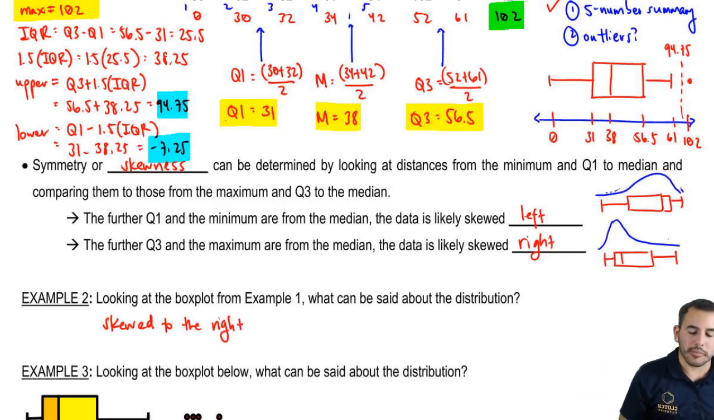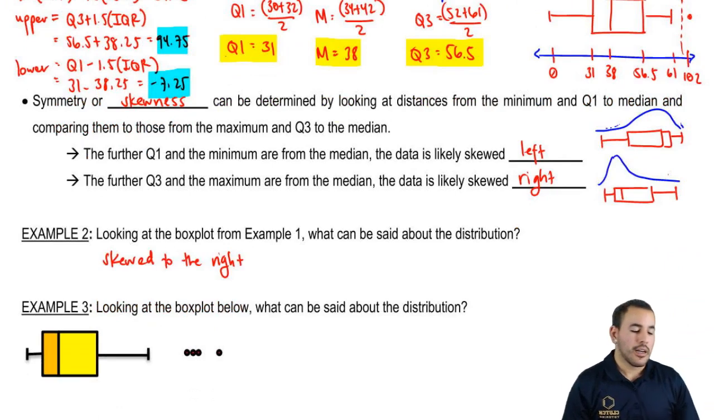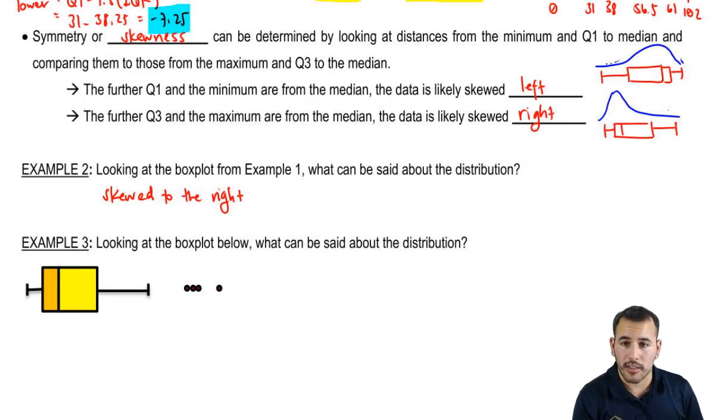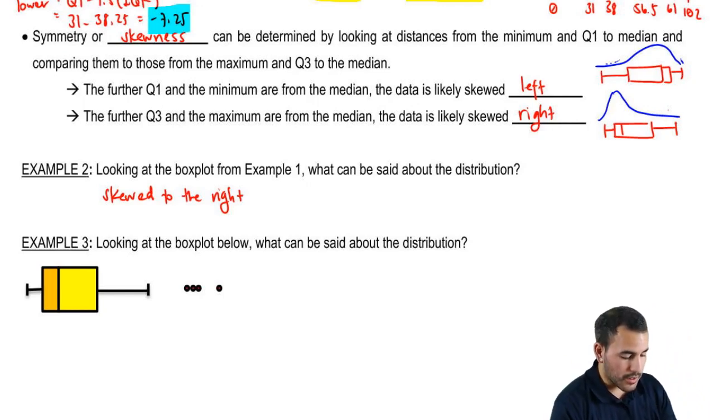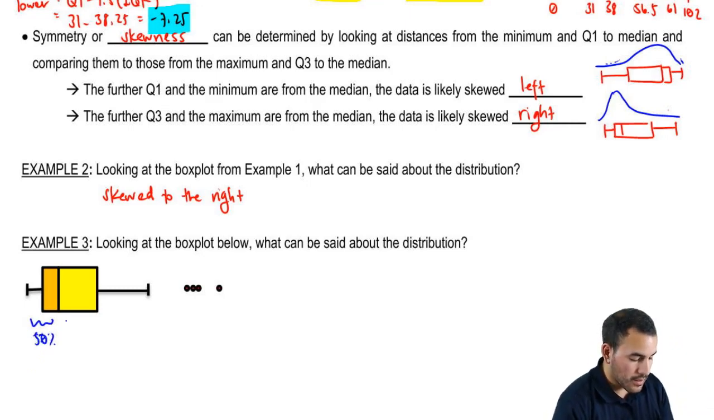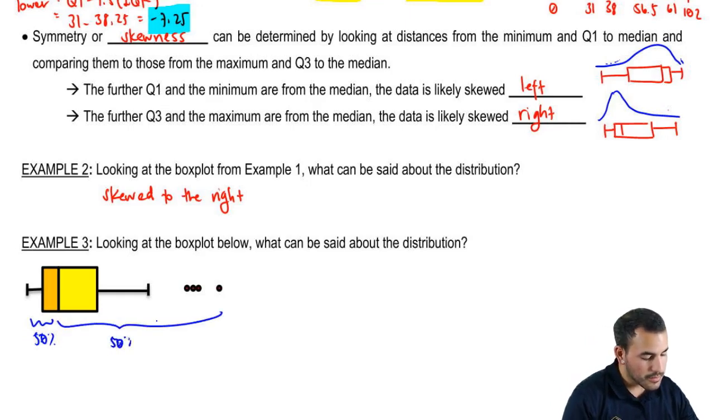Now let's do one more quick example. So here's just a random box plot. Looking at this box plot below, what can be said about this distribution? So again, let's use the same general idea. We have a lot of data in between this little chunk, right? So here's 50% of our data. And then here is the other 50%. So what that translates into is a distribution that looks kind of like this.